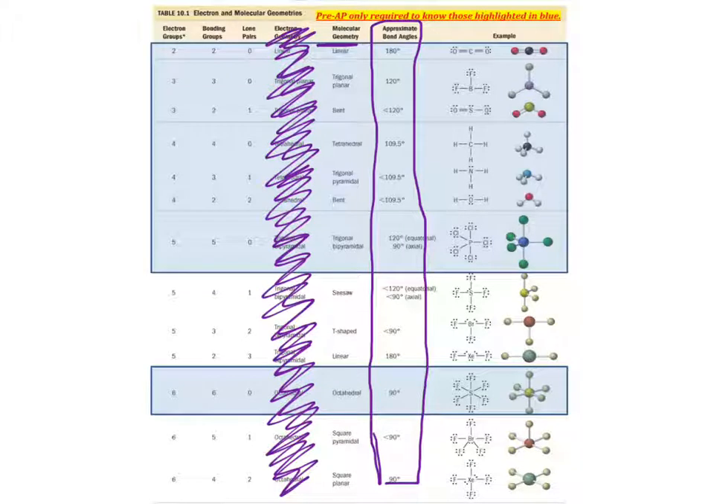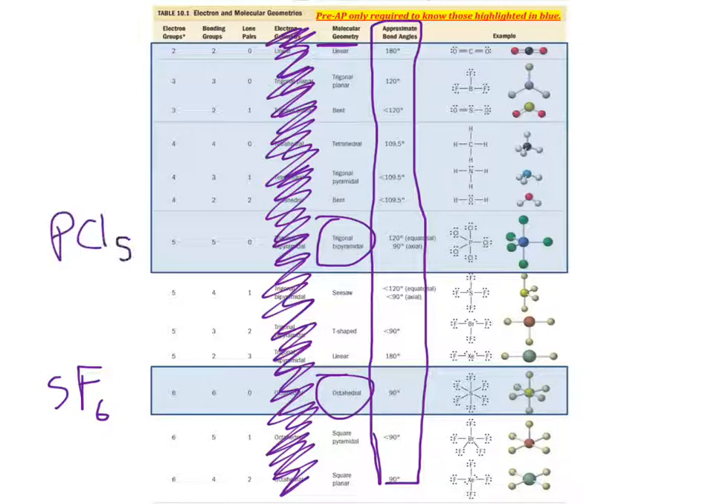And you'll see that everything that's highlighted there are ones that you will see in this particular class. So you have linear, trigonal planar, bent, tetrahedral, trigonal pyramidal, then you have trigonal bipyramidal, and octahedral. If you ever see anything like SF6, so anything that has 6 atoms on it, it's going to be octahedral. Anything like PCl5, so if it has a 5, that's going to be trigonal bipyramidal.